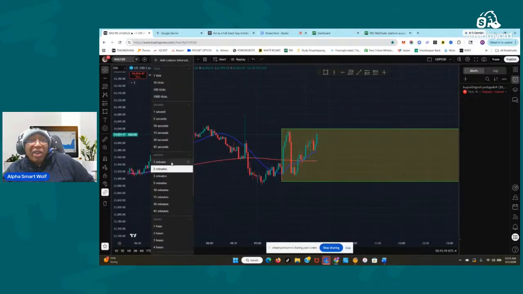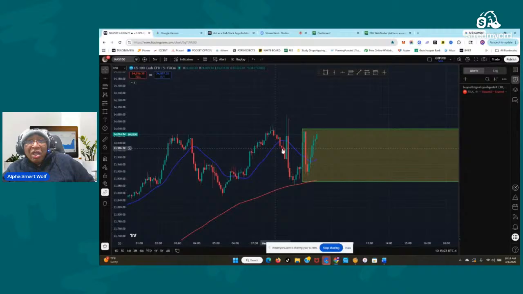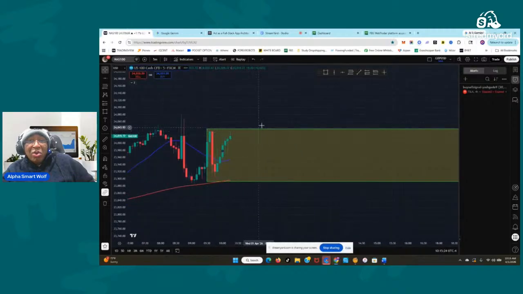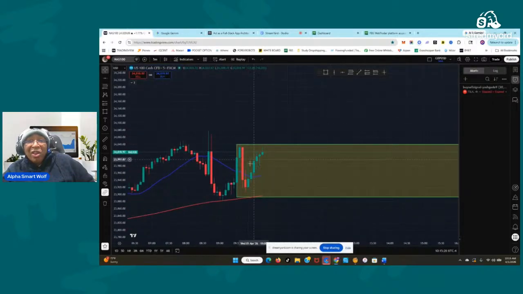So we go to the 5 minutes. If it breaks out here, because we are waiting for a breakout of the 15-minute range, we're going to wait for a retest.